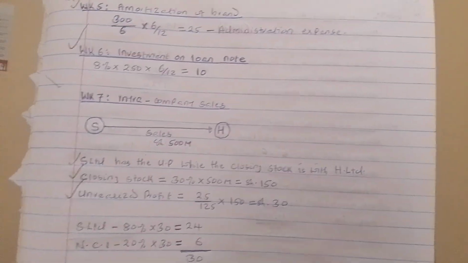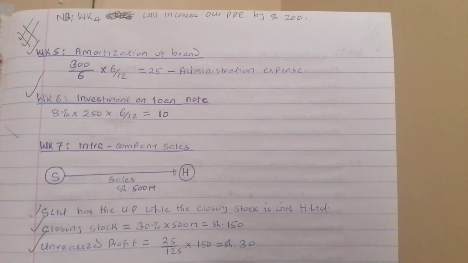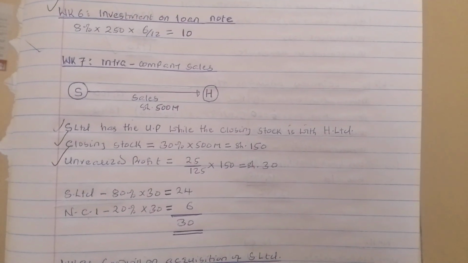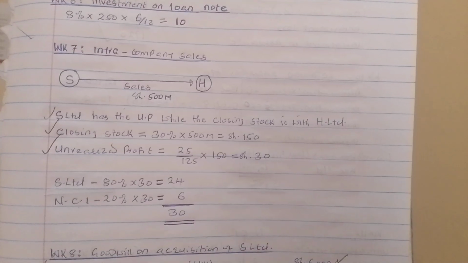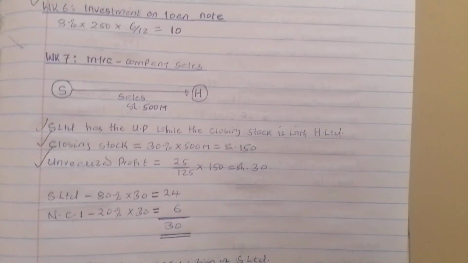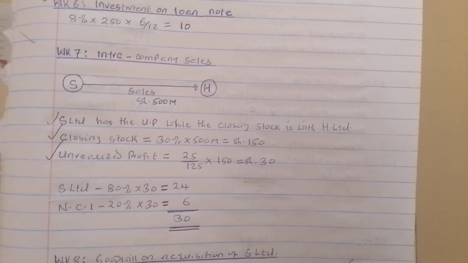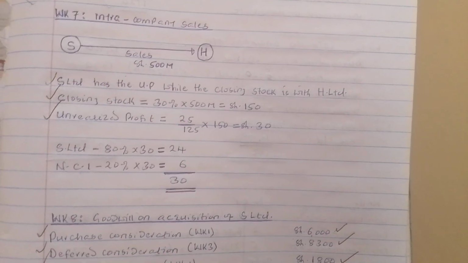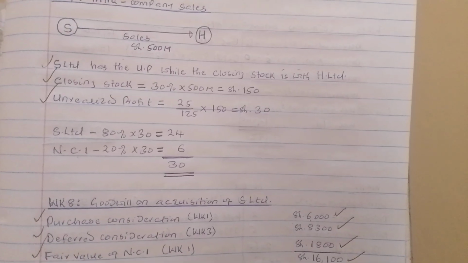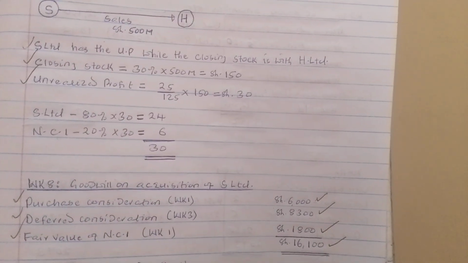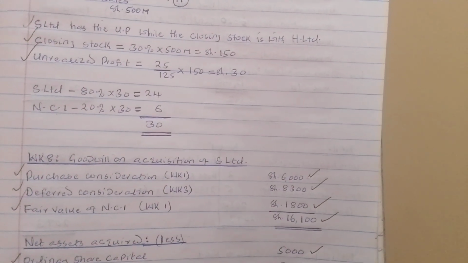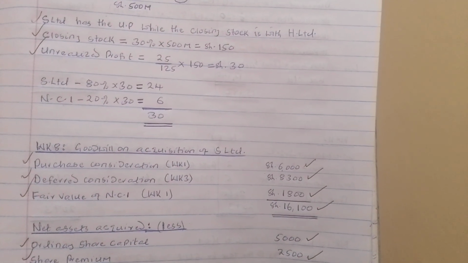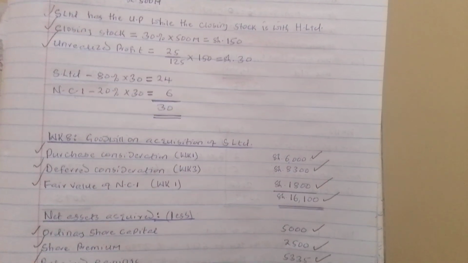We showed some amortization of branch, investment on the loan, the 250. You can see the 250, how it affected our consolidated statement of financial position on the board. You can't lend money to yourself, so that figure was deducted. And the 10% interest, you have seen how it affected our consolidated income statement. Intra-company sales: you can make sales to yourself. You know how you eliminated the 500 as sales as well as purchases, and you realize profit of 30. You can see how the 30 affected our closing stocks. We deducted the 30 from our inventory in our consolidated statement of financial position.